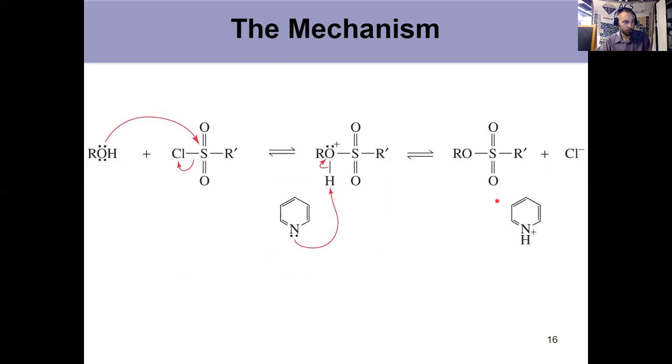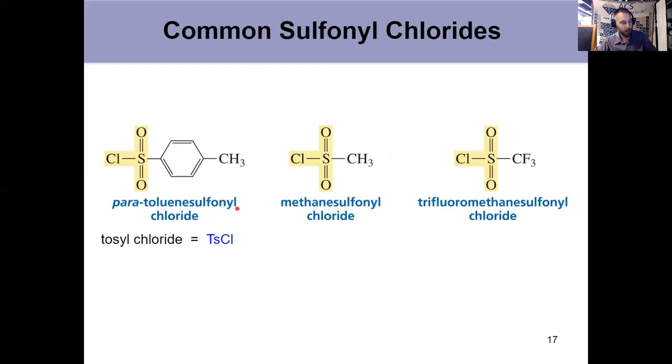Here's a couple of examples of common sulfonyl chlorides. This is a really common one, referred to as tosyl chloride. You might see that abbreviation on your homework. These are useful because then you have a really good leaving group. You took your alcohol, and hydroxide stinks as a leaving group, but we've reacted it with a sulfonyl chloride to form a sulfonate ester, and we have that awesome leaving group now.